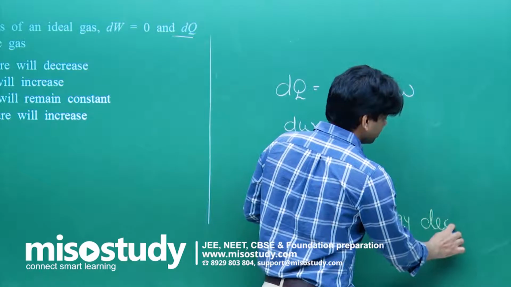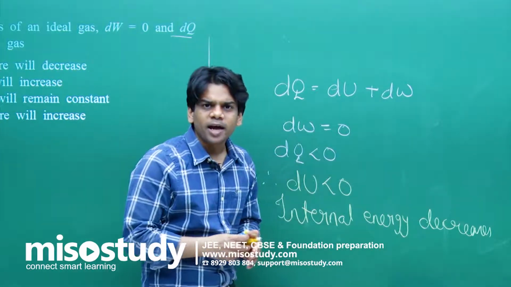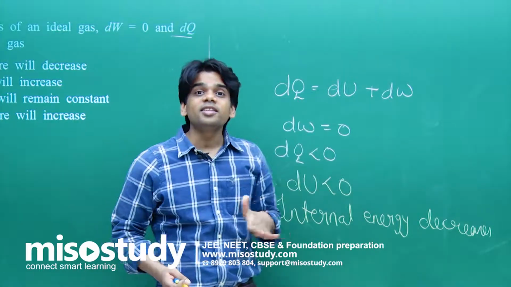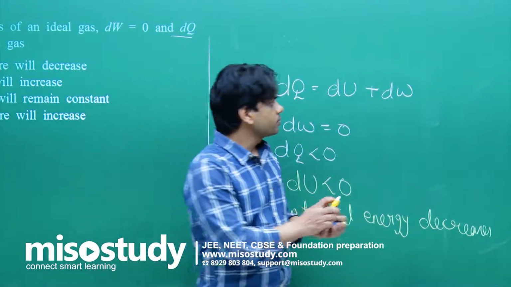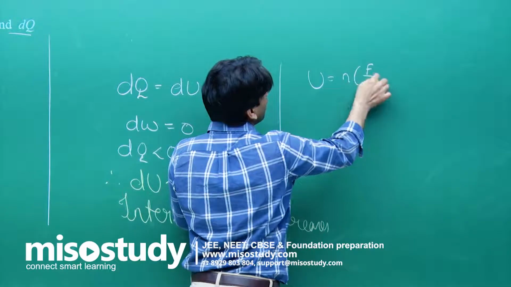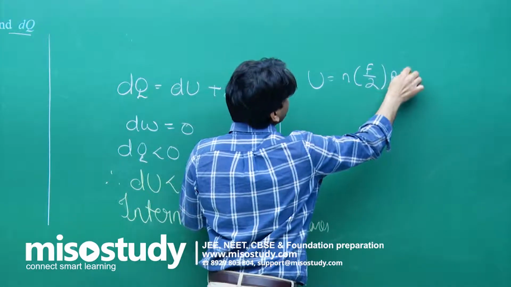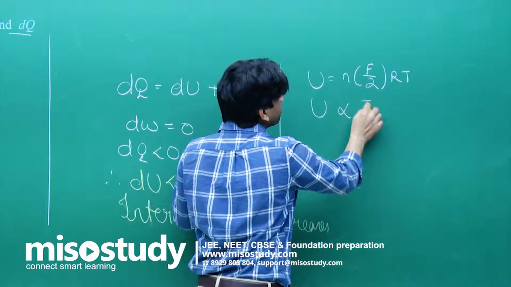Internal energy decreases. So if it decreases, what does that mean? What does it imply? It means that since internal energy is directly proportional to temperature, U equals nCvT, that is what we know. Or you can write U is equal to nf by 2 RT, where f is the degree of freedom. This is what we know. So U is directly proportional to temperature.